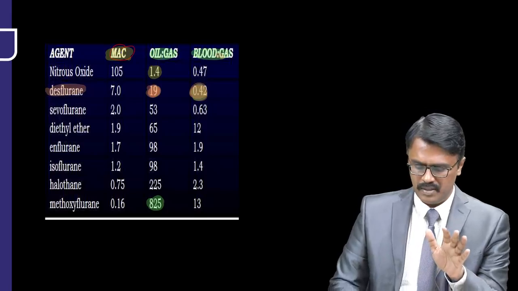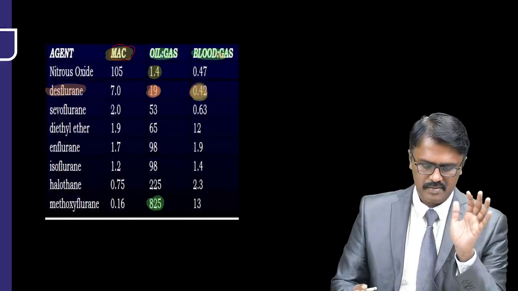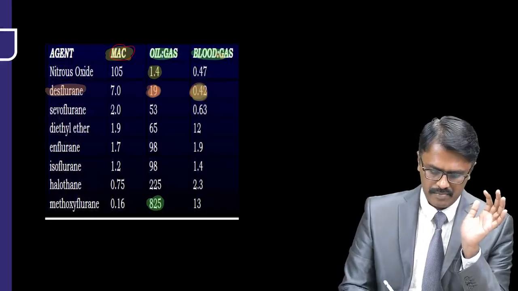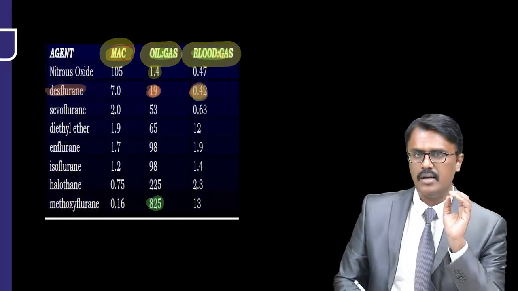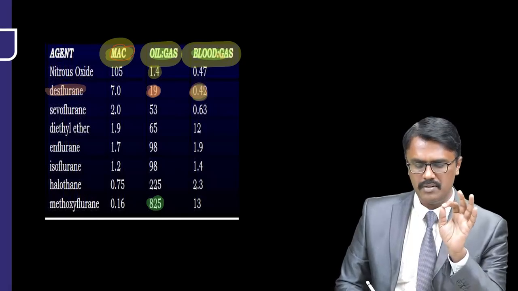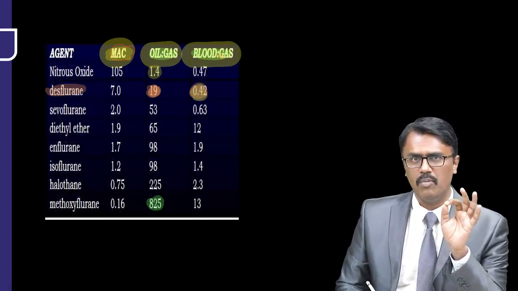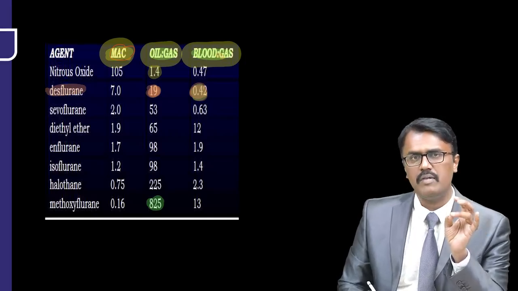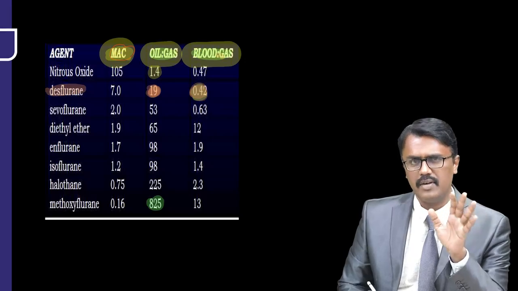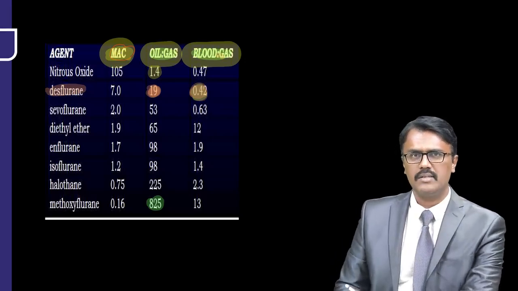Okay, so this is the chart. You can see here. I have given the MAC value. I have given the oil gas coefficient. I have given blood gas coefficient. Now pause the video and tell me which one will have more potency, which one will take more time to recover, and which one will induce faster. Take your time and answer. Pause the video and answer this.